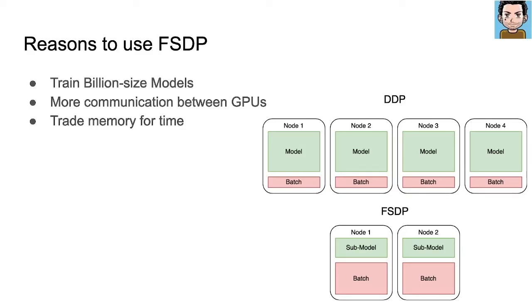Of course, this is not for free. There is no free lunch. FSDP involves many communications between your GPUs. Basically, when using FSDP, you will be trading GPU memory for time.